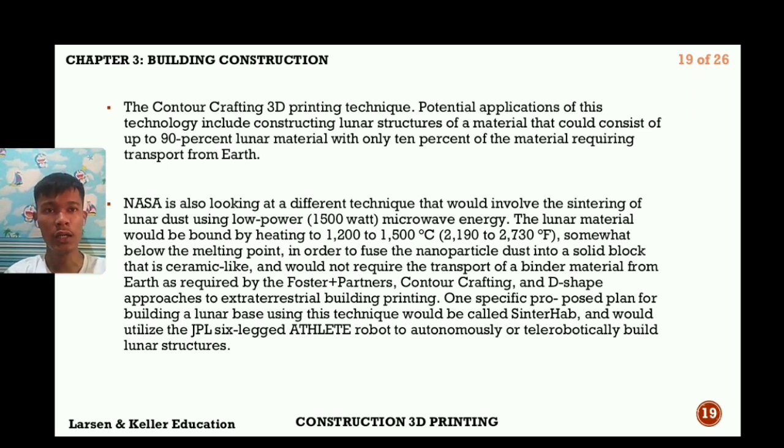NASA is also looking at a different technique that would involve sintering of the lunar dust using lower than 1,500 watt microwave energy. The lunar material would be bound by heating to 1,200 to 1,500 degrees Celsius, or 2,190 to 2,730 degrees Fahrenheit, somewhat below the melting point, in order to fuse the nanoparticle dust into a solid block that is ceramic-like and would not require the transport of a binder material from Earth, as is required by Foster plus Partners.